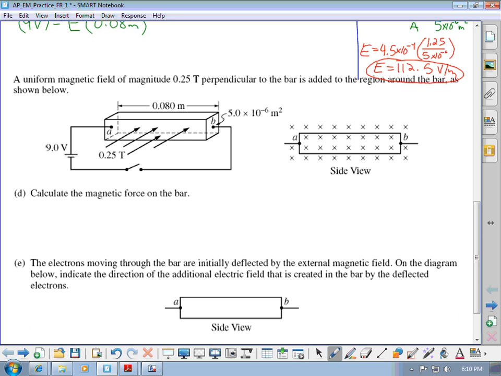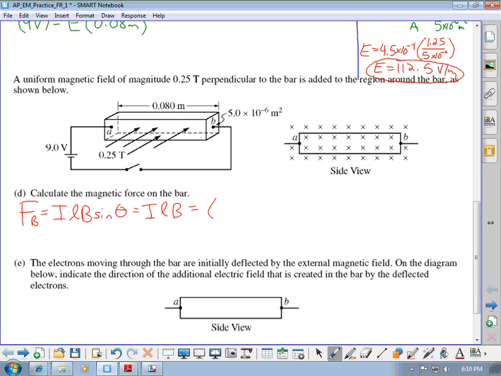A uniform magnetic field of magnitude 0.25 Tesla is perpendicular to the bar and is added to the region around the bar as shown below. Calculate the magnetic force on the bar. Again, if you have a current carrying wire, or in this case a current carrying bar, and it's in a magnetic field, then the magnetic force is ILB sine theta. And in this case, the angle between the direction the current is flowing and the magnetic field is 90 degrees. So this is just ILB.